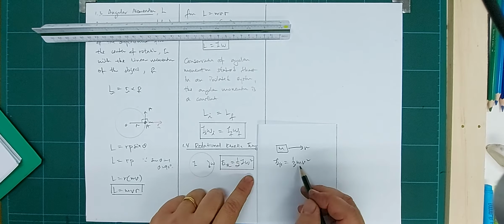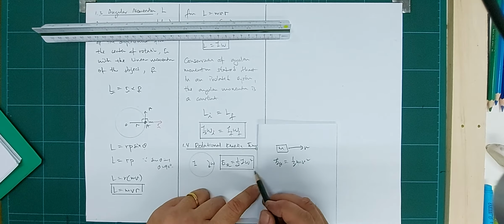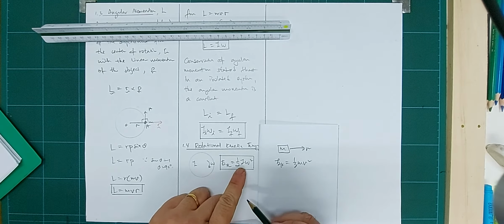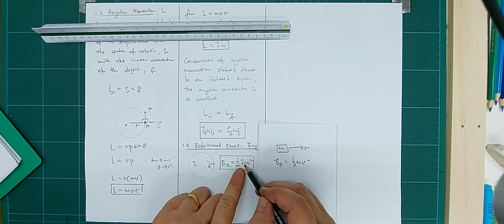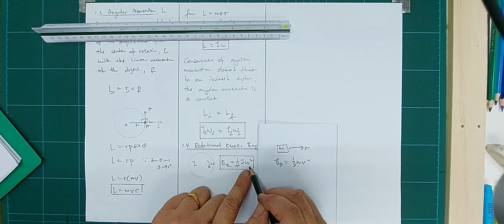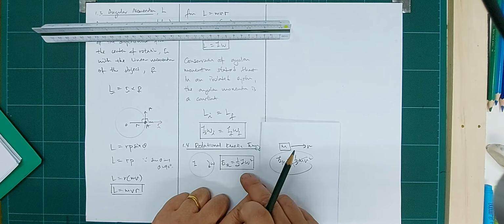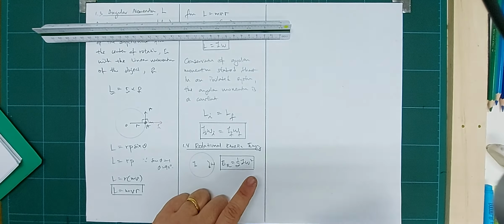Half is not a problem. Mass, this one is moving in linear speed. Now, when everything rotates, the mass becomes the moment of inertia, and the linear velocity becomes angular velocity. So you see, it's very easy to remember. Don't tell me until now you still cannot remember this formula. If you remember this formula, then it's very easy to remember the formula for rotational kinetic energy.